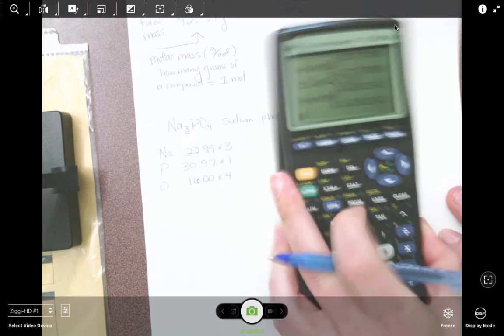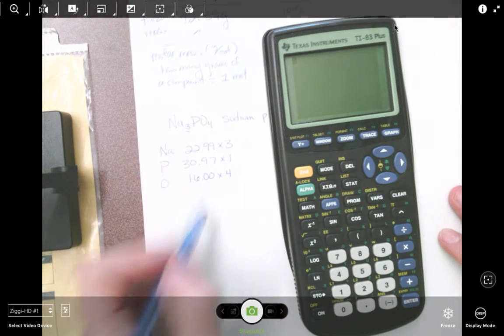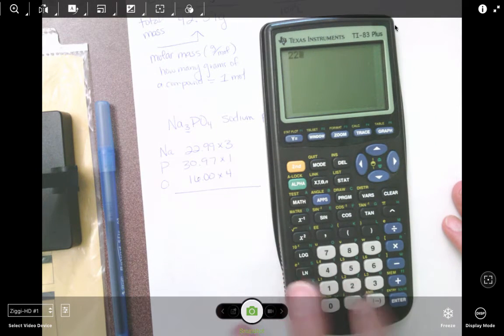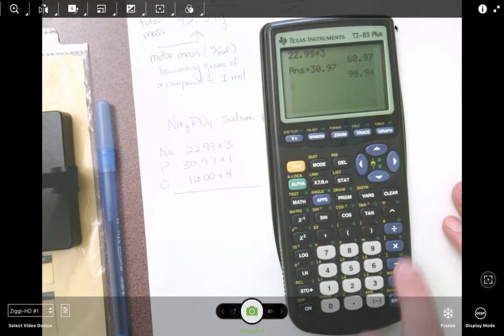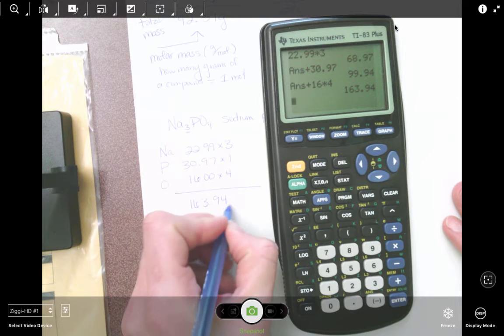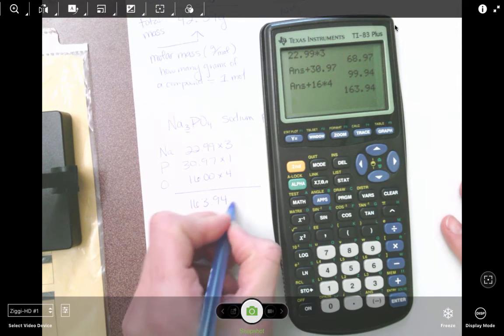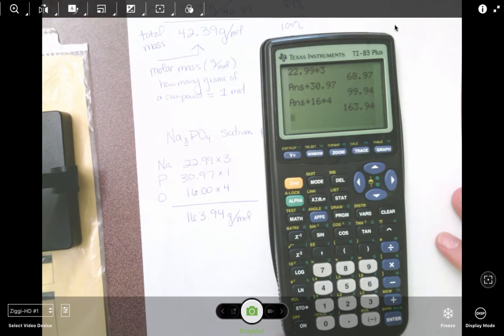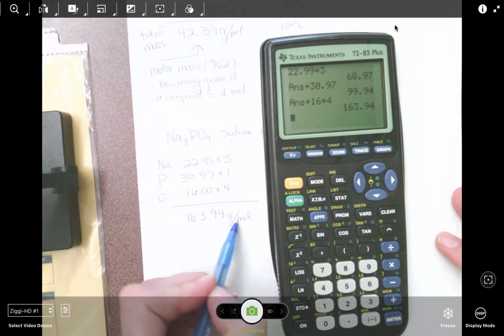Okay. So in my calculator, the first thing I need to do now that I have these values is find the total mass of this whole compound. So I'm going to take 22.99 times 3, add that to 30.97, which is the mass of the phosphorus, and then add that to my oxygens, which is 16 times 4. I get a total of 163.94. And again, this is the molar mass. It's how many grams are in 1 mole of a compound. Put that up there as well, the units.